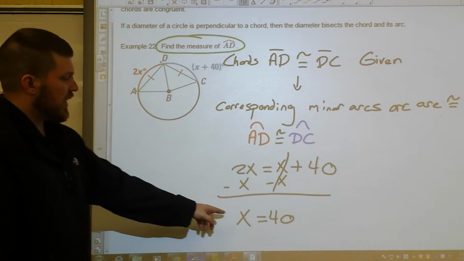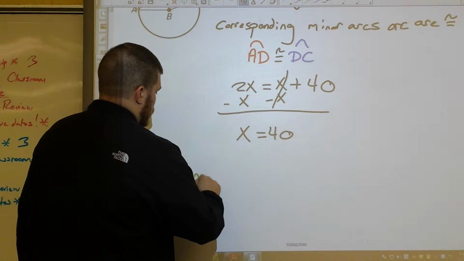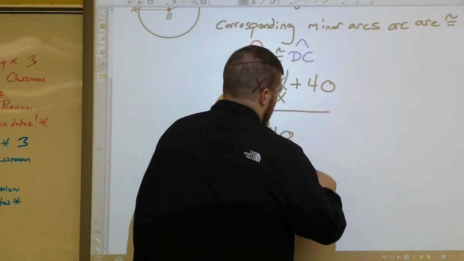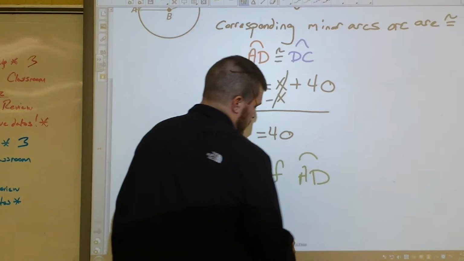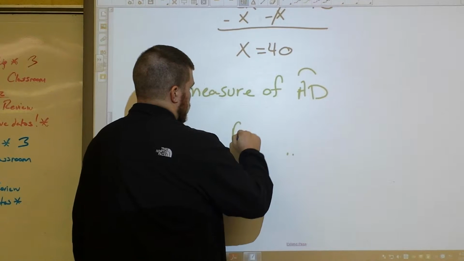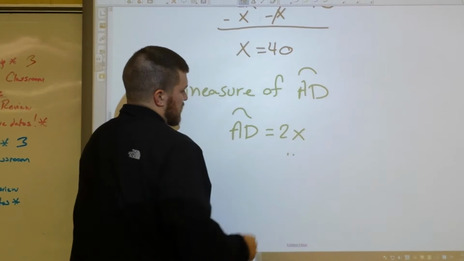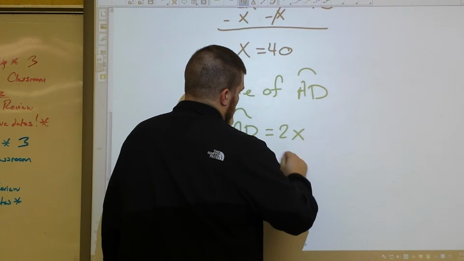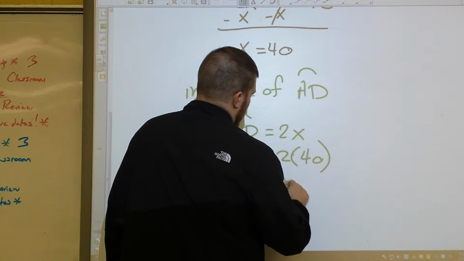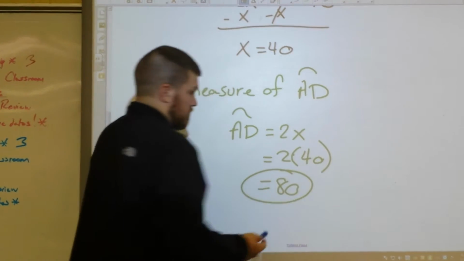So what I need to do with my x now is plug it in. So the measure of AD is what I'm trying to find. Measure of arc AD. And we know that AD, based on the picture, is equal to 2x. Well, I know what x is, so I'm just going to plug in now. So 2 times 40, which is 80. So the measure of arc AD is 80.